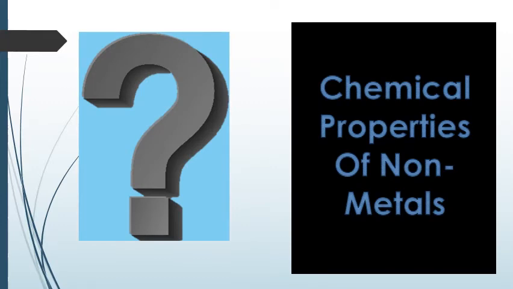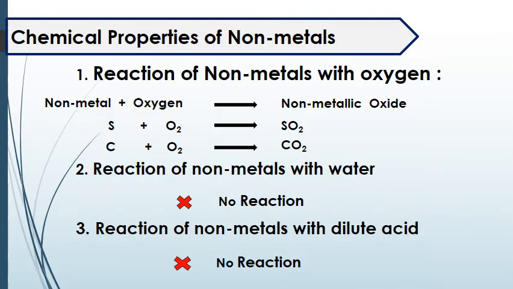Next, chemical properties of non-metals. Here we have the first chemical property, reaction of non-metals with oxygen. Non-metals also react with oxygen and form non-metallic oxides. As metals react with oxygen to form metallic oxides, non-metals also form non-metallic oxides.